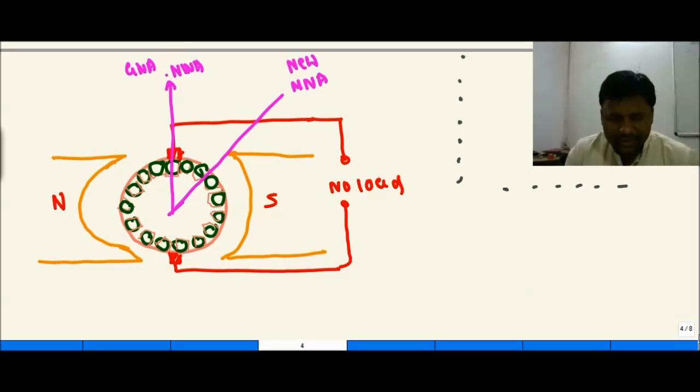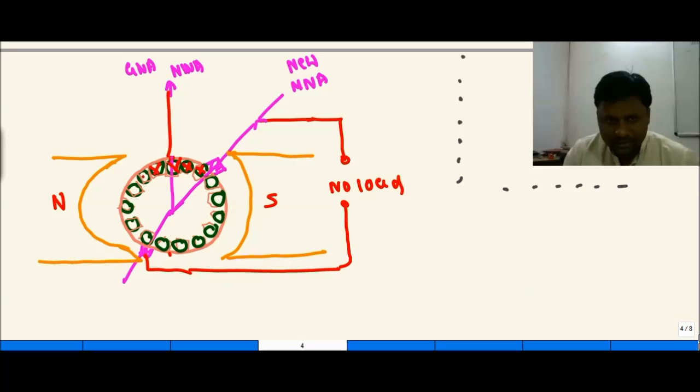And in addition to this, in order to make sparkless commutation, we have to shift these brushes also, like this. So if the brush is shifted, we can remove this brush like this, and the load is connected like this. And this is our previous MNA. So this is cross, cross, cross, cross, cross, cross, cross, cross and cross.